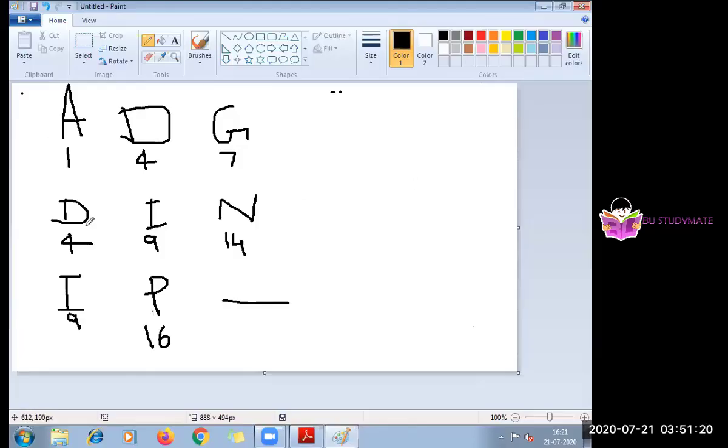Now observe the positions. In the first row, 1, 4, 7 means we have a difference of 3 each. 1 and 4, 3 difference, 4 and 7, 3 difference. Come to the second row, 4, 9, 14. 4 and 9, the difference is 5. 9 and 14, the difference is 5. Now in the third row, 9 and 16, the difference is 7. Obviously, we should have a letter with 7 difference, which means 16 plus 7 is 23. So the 23rd letter is W.